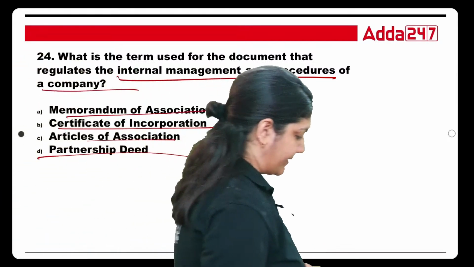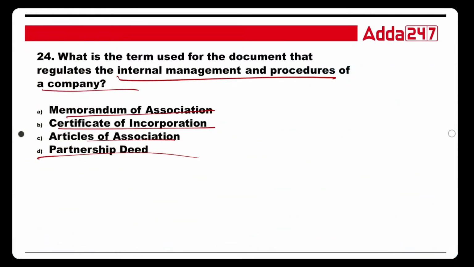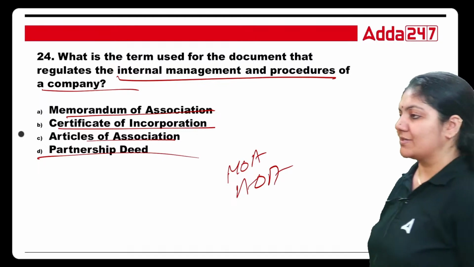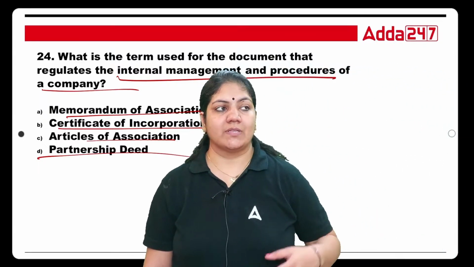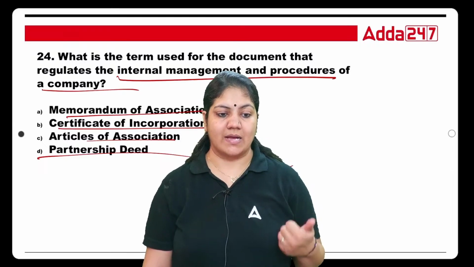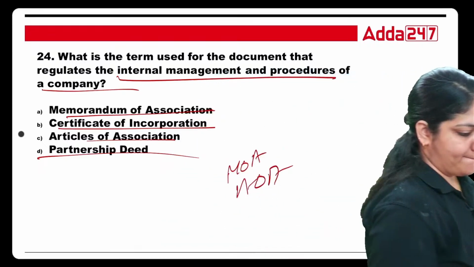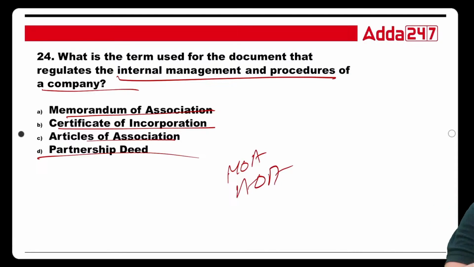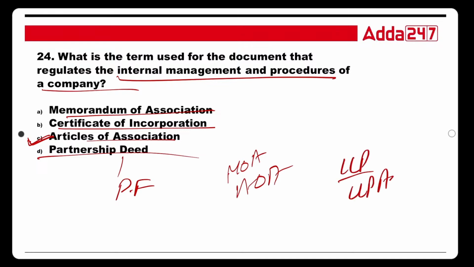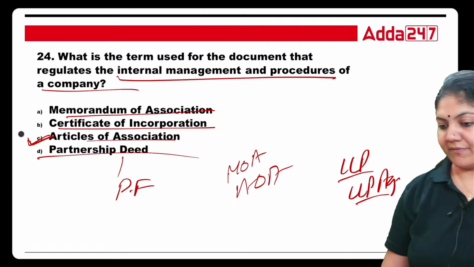As we know, there are 2 types of documents. The first is the memorandum of association, the second is the articles of association. The memorandum of association talks about the relationship between outside persons and the company, and the articles of association talk about the internal side. So the document that regulates the internal management and procedure of a company is called the articles of association. The partnership deed is an important document of the partnership form. And for the LLP, the important document is called the LLP agreement. So you have to learn every point of this part.